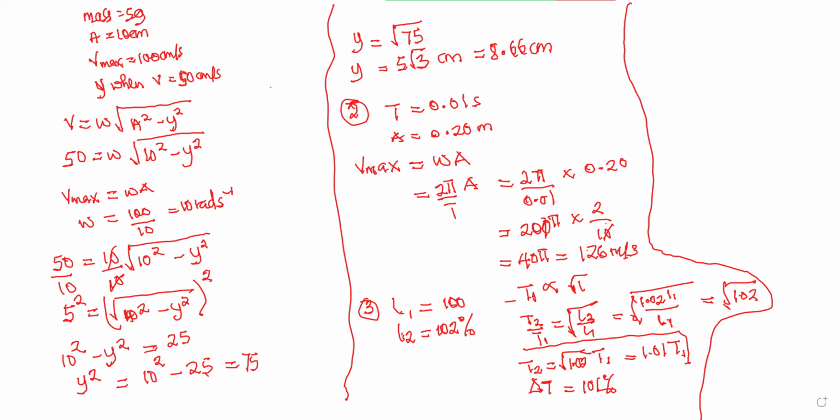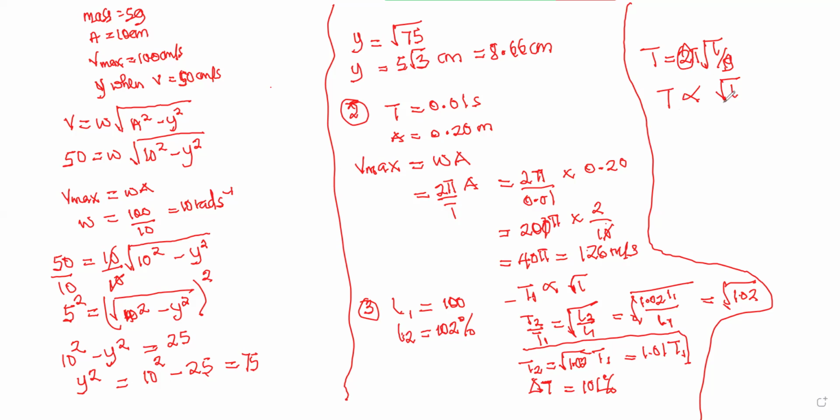The original length is 100%, the new length increases by 2%, so 102%. Meaning that gravity and 2 pi, those values are constant. So instead of going over using this formula, T is equal to 2 pi root of L over g, this and this are constant. So simply T must be directly proportional to root of L.